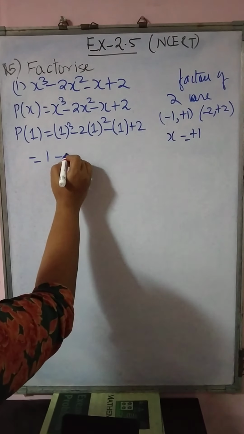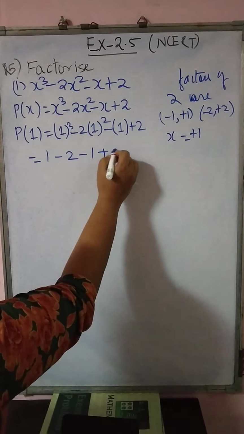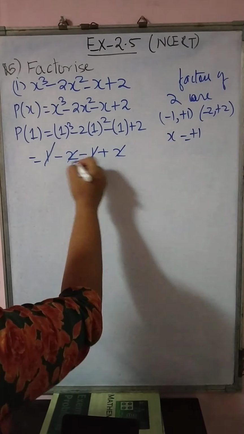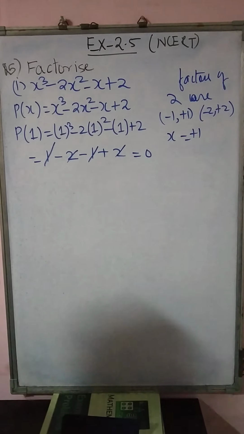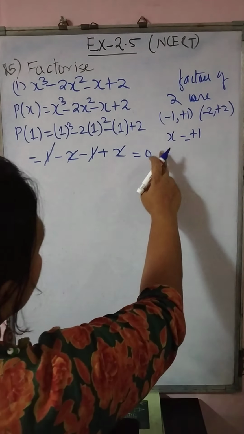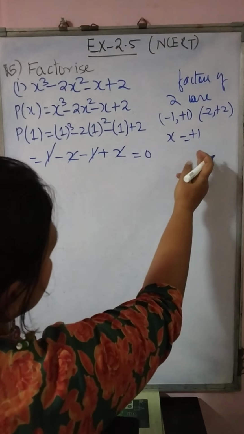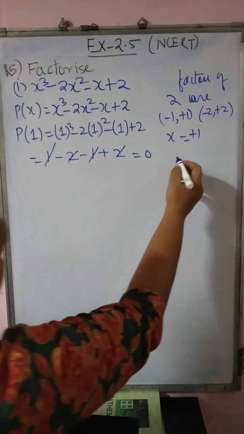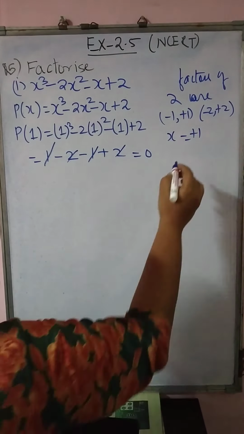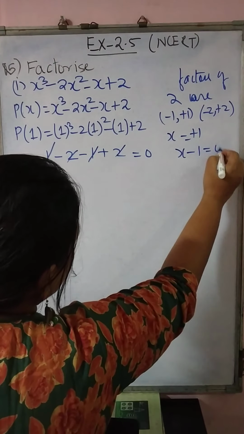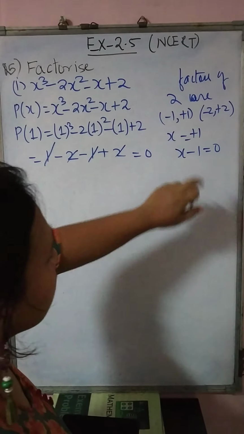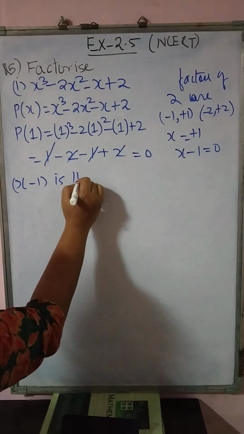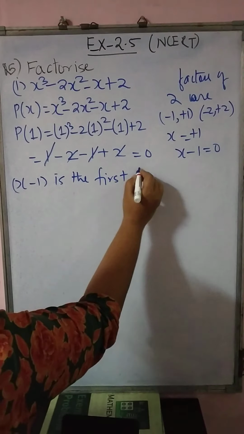So 1 minus 2 minus 1 plus 2. The same number with opposite sign gets cancelled. So here finally we got 0. Okay, we got 0. So for x is equal to plus 1, we got 0. When you shift this 1 towards the LHS, that is known as transposition, it becomes x minus 1 is equal to 0. So this is how we got the first factor. Okay, so x minus 1 is the first factor.